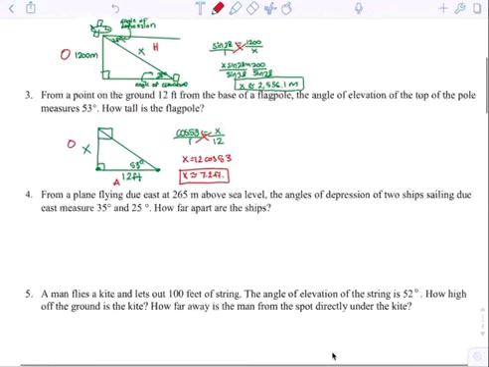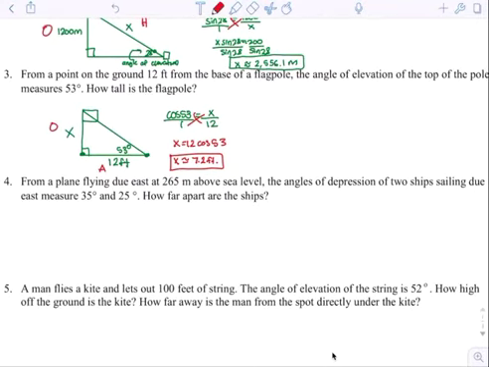Number 4. I showed you this number 4, but let's show you again. From a plane flying due east at 265 meters above sea level. So let's first make our first triangle. A plane is flying due east, which is to the right. So it is going in this direction, due east. It says it's 265 meters above sea level.